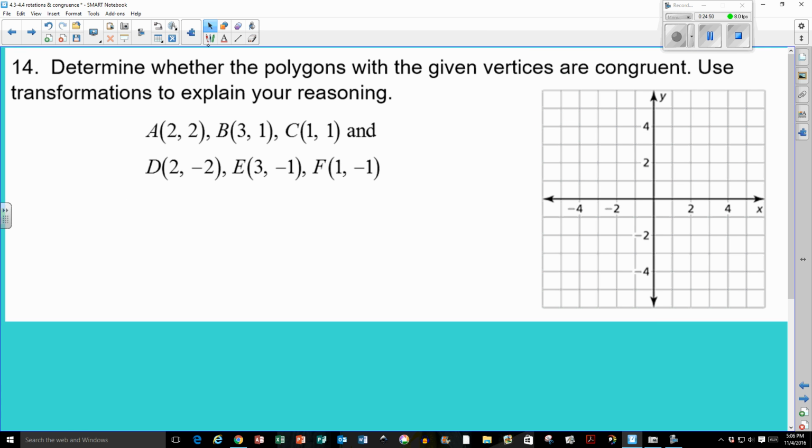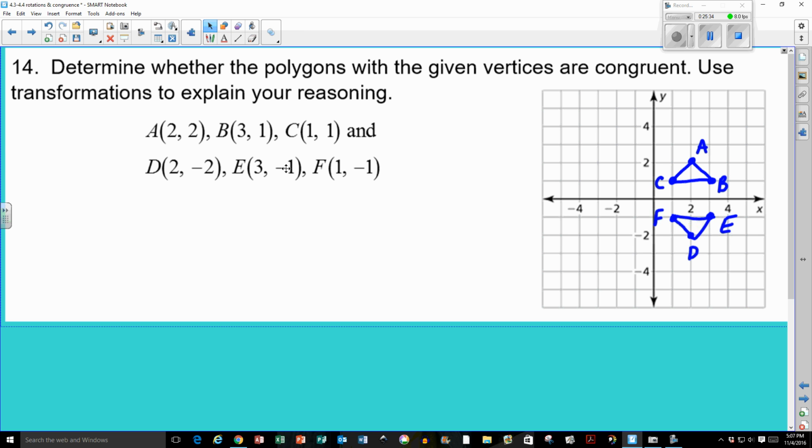And then this one here says determine whether the polygons with the given vertices are congruent. So I'm going to just plot the points. 2, 2, 3, 1, 1, 1. So I have this lovely little tiny triangle. So this is A, B, and C. And then now I've got 2, negative 2, 3, negative 1, and 1, negative 1. And now I've got this tiny little triangle here. And they want me to determine if they are congruent.